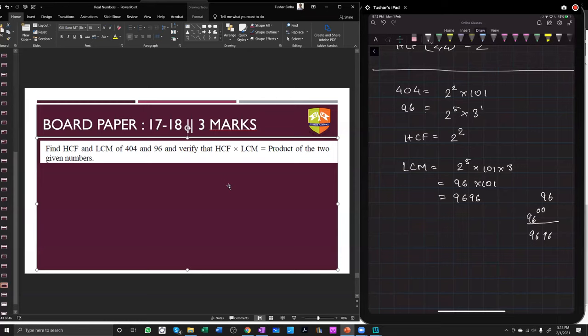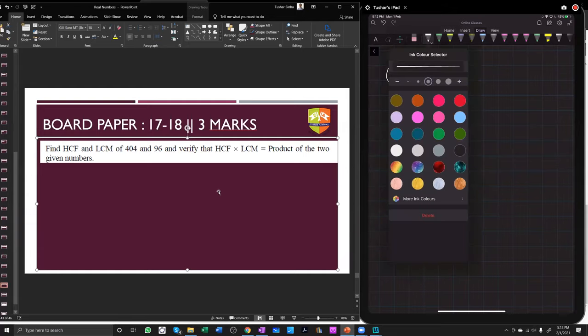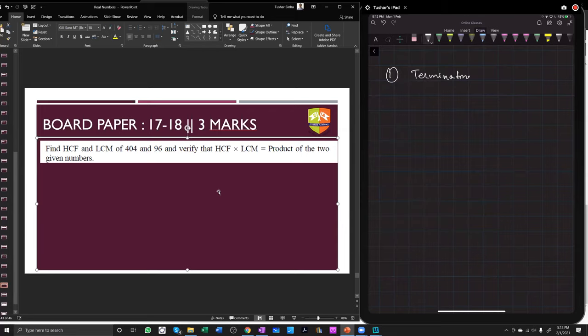Okay, clear. So what types did we see? If you summarize, you will be getting questions on terminating decimals, one marker or two marker at maximum. They will ask which numbers have terminating decimals, or after how many digits they will terminate. This is one type of question.